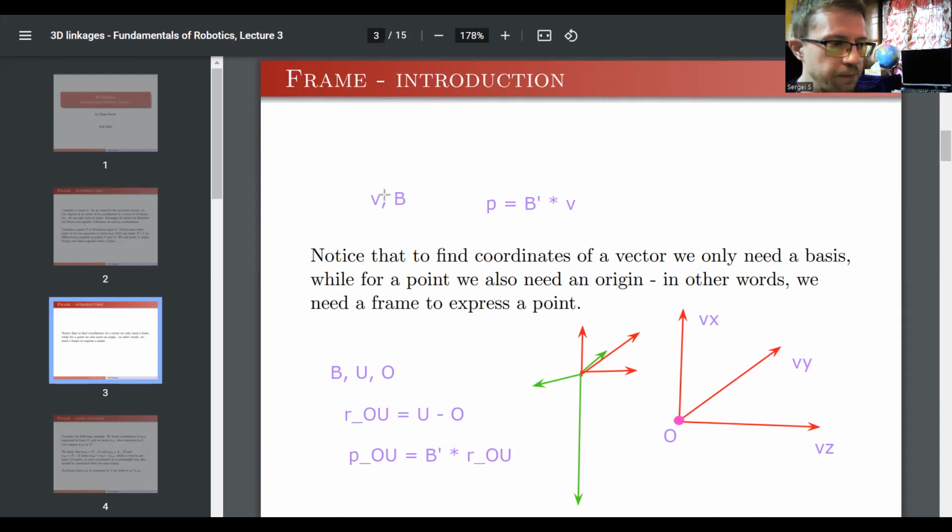So a frame is an origin plus a basis. The basis still consists of three vectors. The origin consists of one additional point. So you have to have 12 parameters to represent a frame. Okay, good. Any questions?